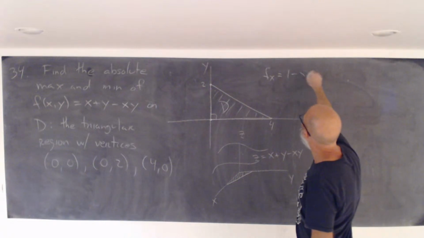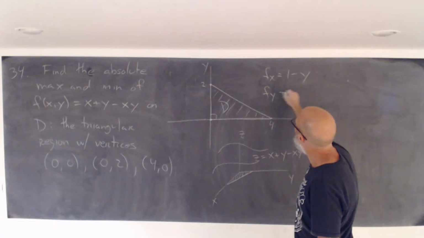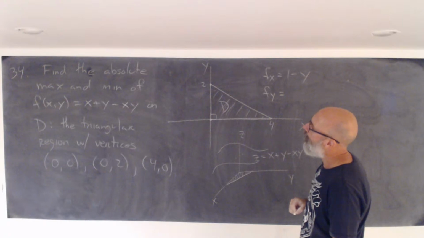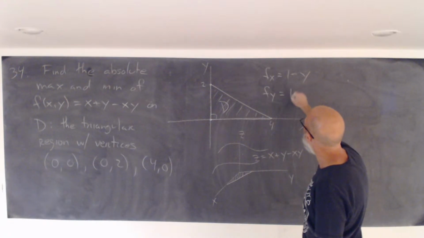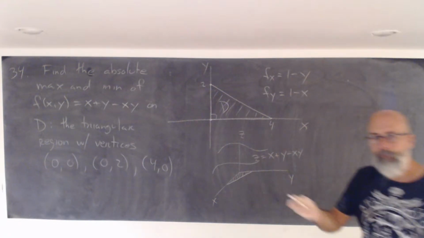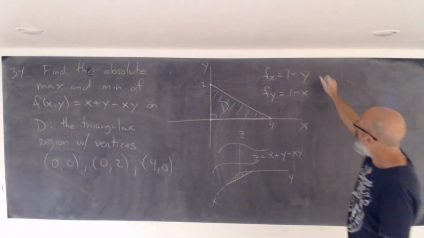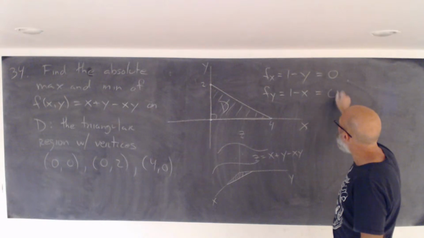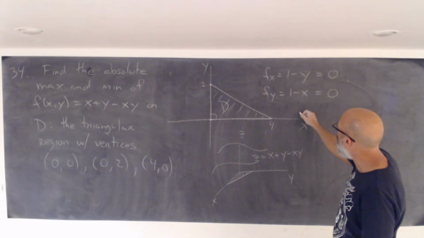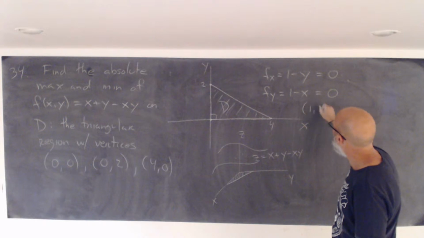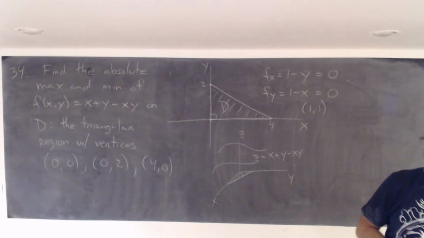This is 1 minus y. Fy is 1 minus x. Both of these derivatives exist everywhere. So critical points are where this is going to be equal to 0, and you only have the one critical point, the point 1, 1.